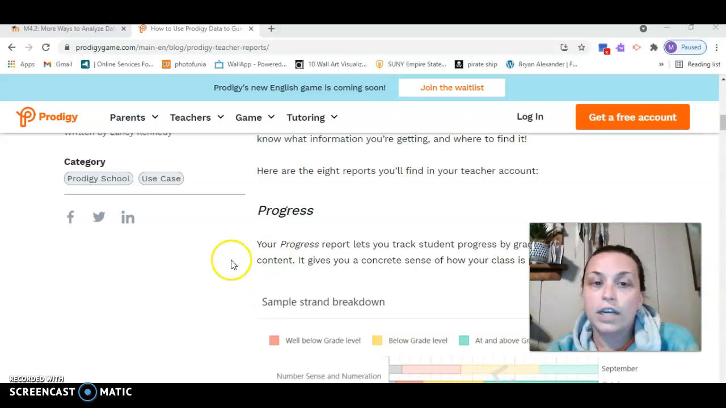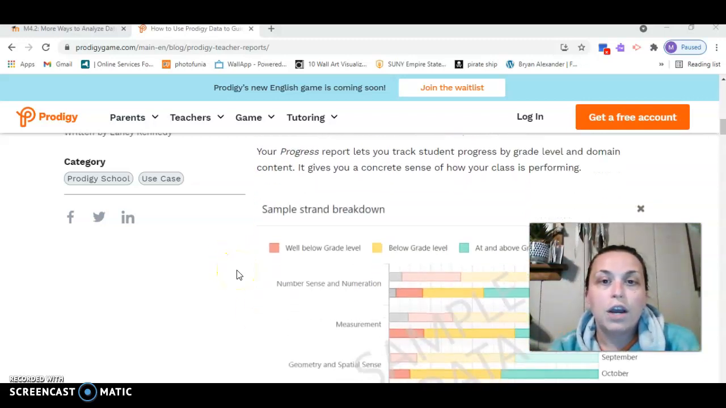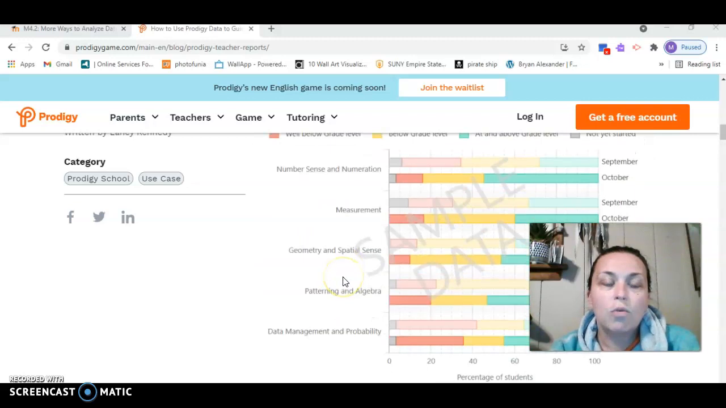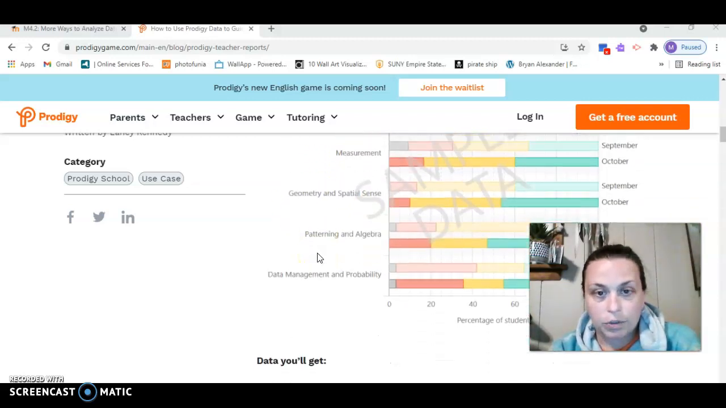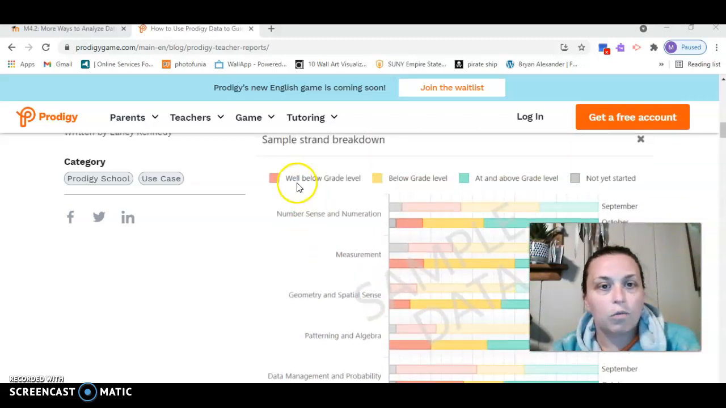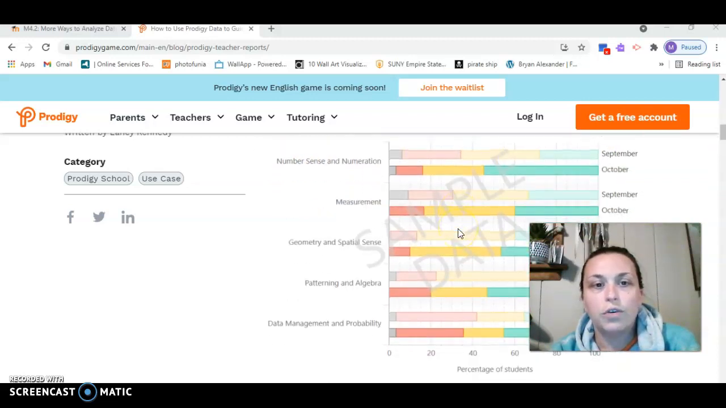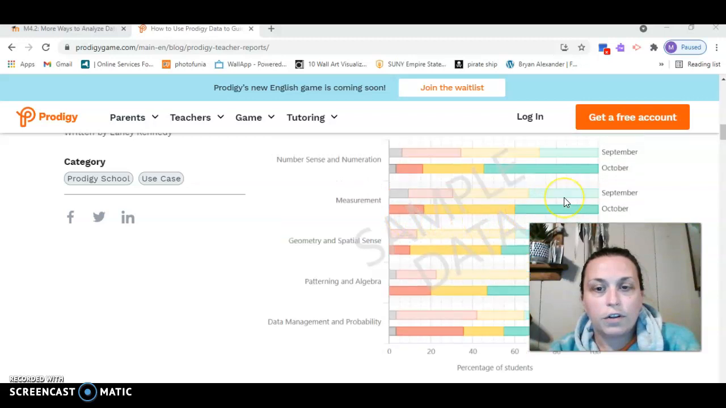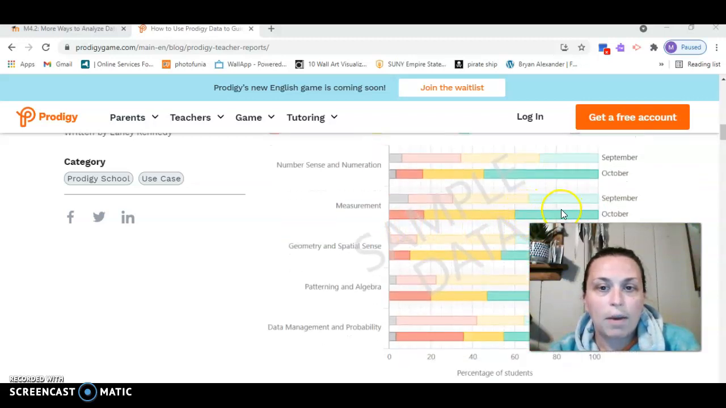That's really useful to look at so you can track student progress by grade level, domain content, and see how your whole class is working together when it comes to the sort of math processes that you're working on in the classroom. And you can see here well below grade level, below, at or above, and not yet started. So you can see, for example, on measurement, this is how many were below, and here at and above, you have about half your class.